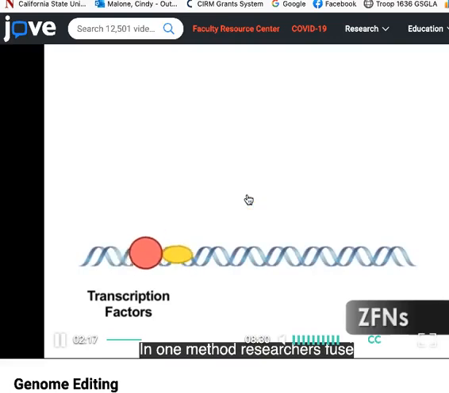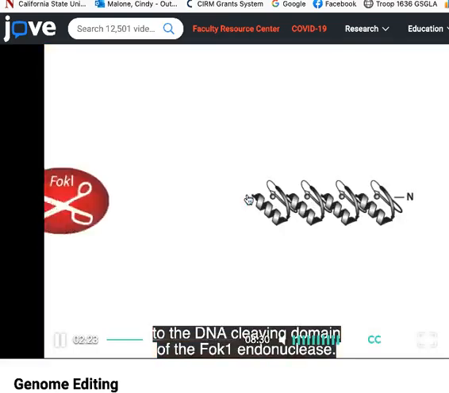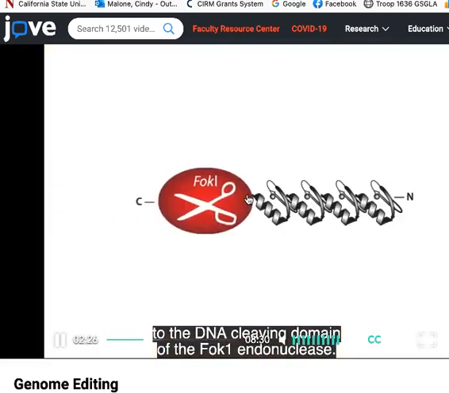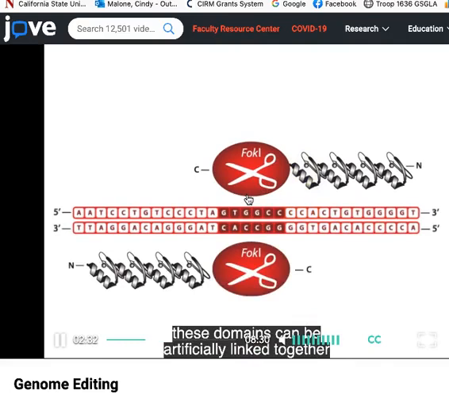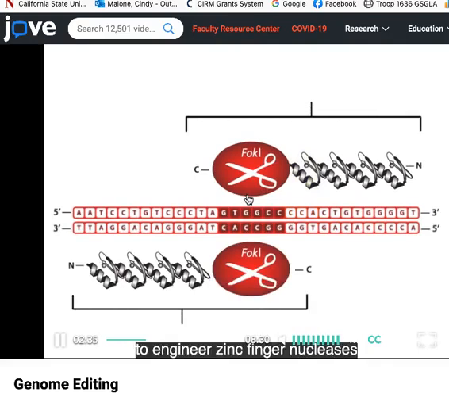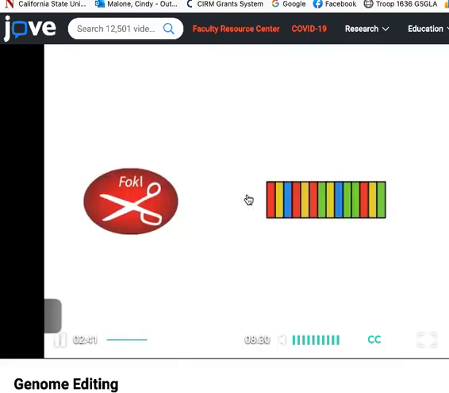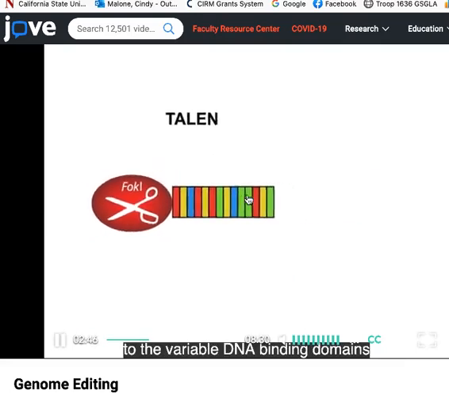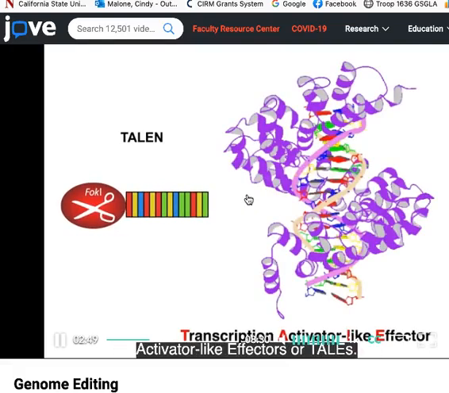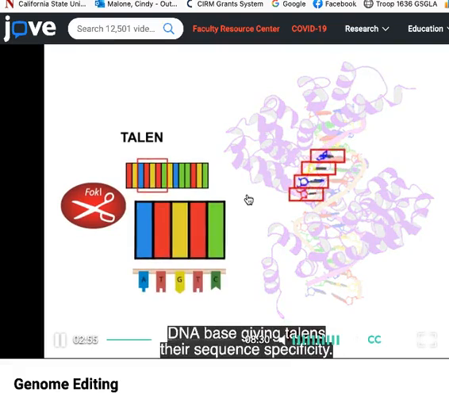In one method, researchers fuse DNA-binding zinc finger domains of certain transcription factors to the DNA-cleaving domain of the FokI endonuclease. As each zinc finger domain recognizes a specific nucleotide triplet, these domains can be artificially linked together to engineer zinc finger nucleases, or ZFNs, that target unique DNA sequences. Similarly, nucleases called TALENs join FokI to the variable DNA binding domains of bacterial proteins called transcription activator-like effectors, or TALEs. Each TALE domain recognizes a single unique DNA base, giving TALENs their sequence specificity.